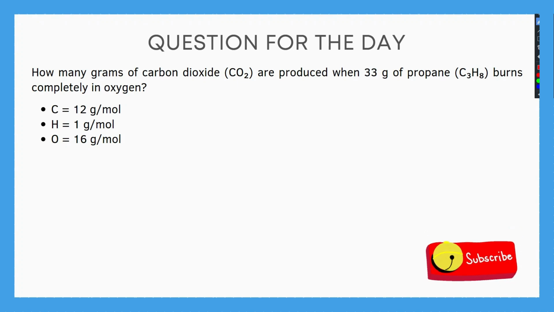On today's episode of Question for the Day, we have a question on the screen that says, how many grams of carbon dioxide, CO₂, are produced when 33 grams of propane, C₃H₈, burns completely in oxygen? Alright, so let's go ahead and solve this question step by step.